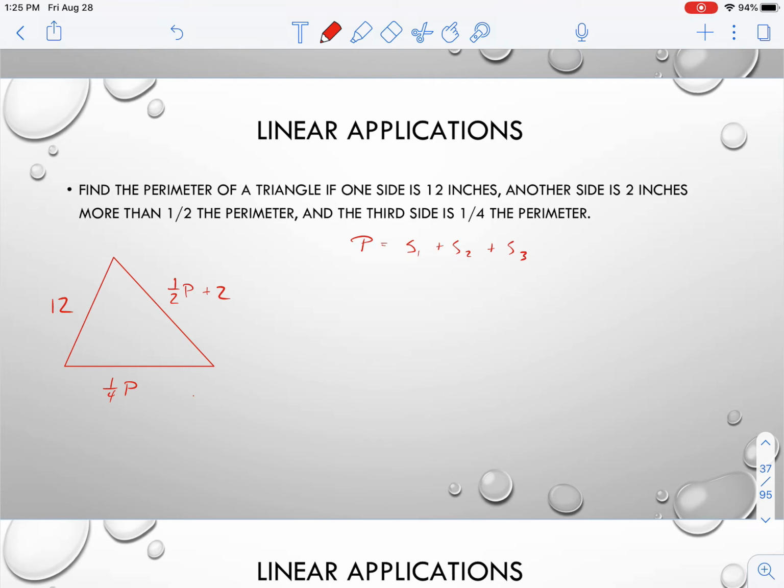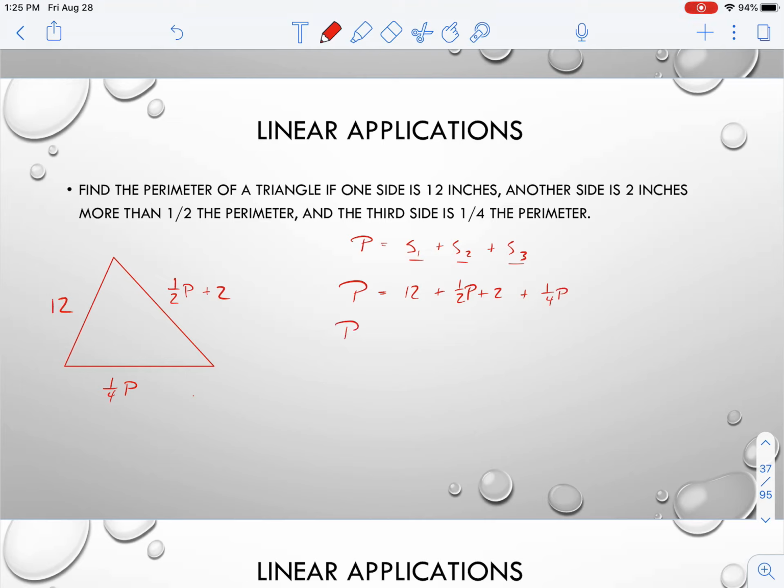Right, so P represents the total perimeter of this particular triangle, right? I have expressions for each of my 3 sides, and 2 of my 3 sides use the variable P that I already have here. I don't know what that variable is going to equal yet, but we can then solve for it. So let's substitute. So we're going to have P equals 12 plus 1/2 P plus 2 plus 1/4 P.